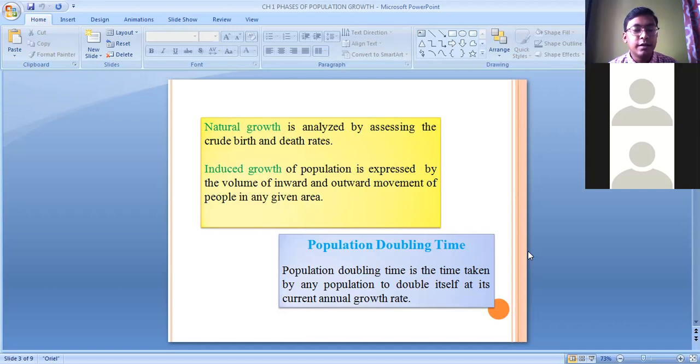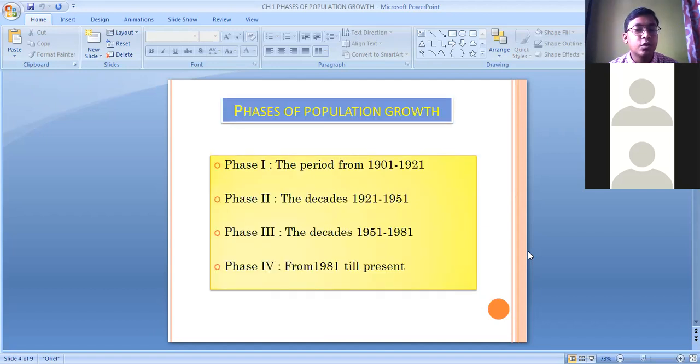The total population of our country at present is 1210 million. But the population of our country did not reach this number, 1210 million, in 10 years, 20 years, 30 years, or 40 years. It took many years for the population of India to reach the total mark of 1210 million. And in different time periods, the population of our country grew with different growth rates and different characteristics. Different factors influence the growth rate.